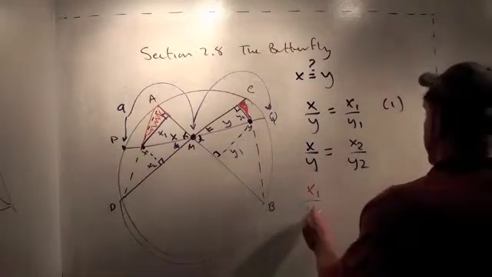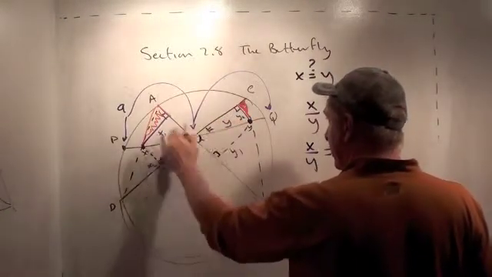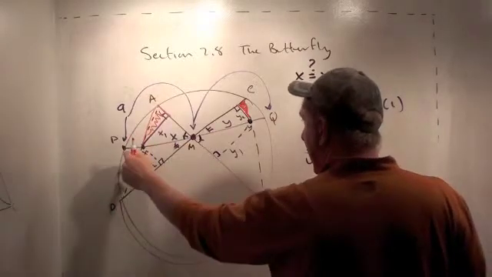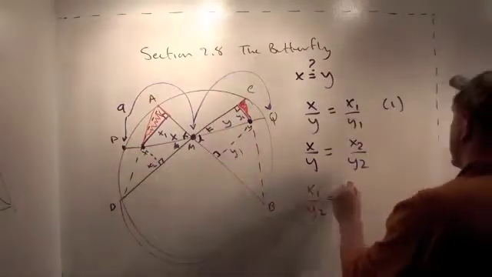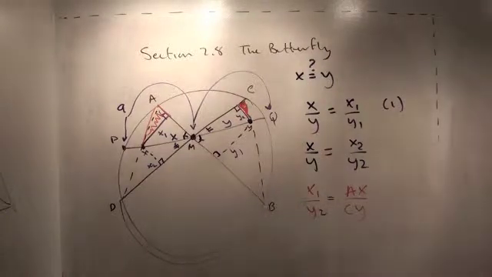x1 over y2, so the ratio of this side to this side here, x1 to y2, is the same as the ratio from AX to CY. Okay? x1 over y2 equals AX over CY.